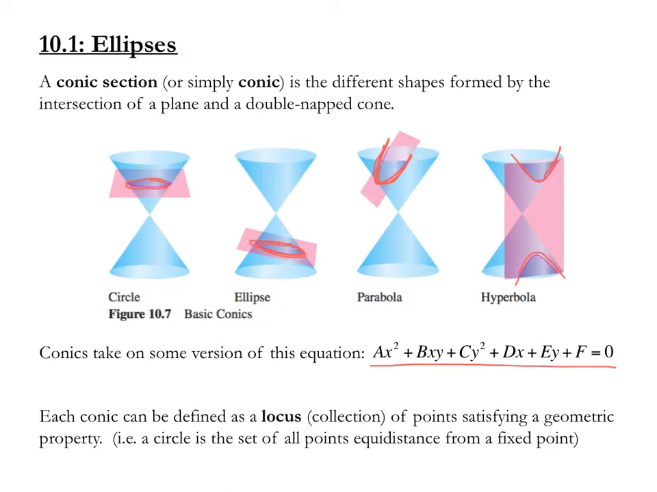And then each conic section can be defined as a locus or collection of points satisfying a geometric property. For instance, a circle is a set of all points equidistant from a fixed point. So that's what you're going to see on the next page as a demonstration about an ellipse.